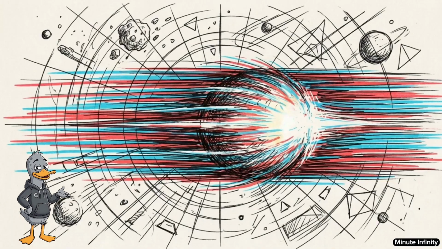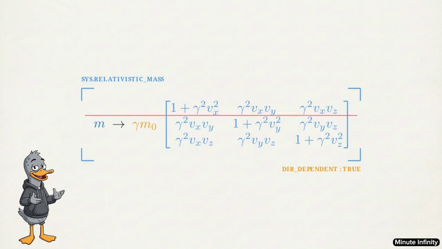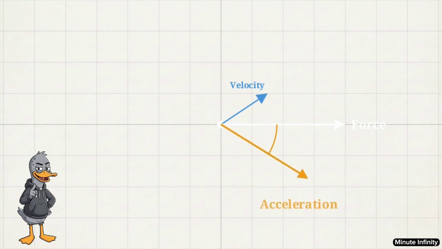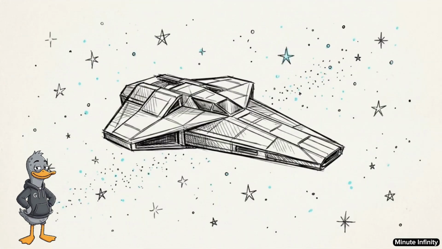At relativistic speeds, the mass of an object is no longer the simple, reliable scalar number that we measure here on Earth. As this animation demonstrates, mass transforms into a directional matrix. The force applied to an object and its resulting acceleration vector actually bend out of alignment. The physical consequence of this is highly unintuitive.